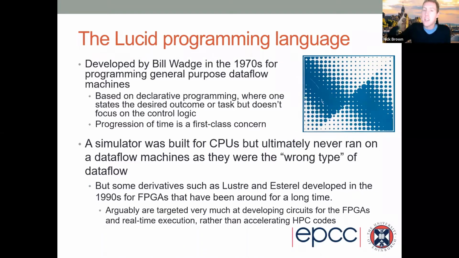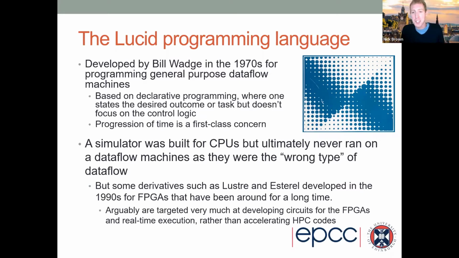And really the big innovation that Bill and his team made was to make the progression of time a first-class concern. And really, I think, to be honest, what they did was a bit too early for the time. You know, they did a simulator that ran on the CPU, but they never actually ultimately managed to run it on a general purpose data flow machine, unfortunately.